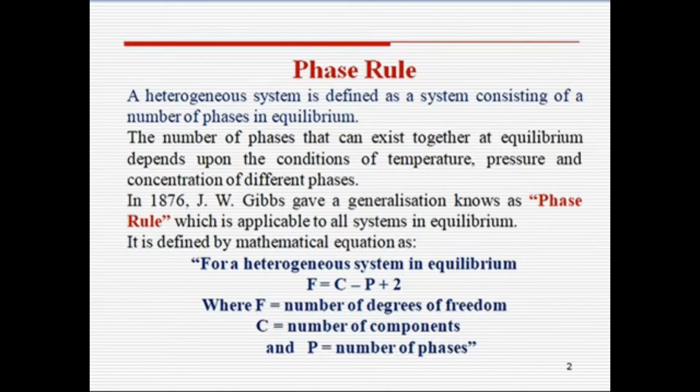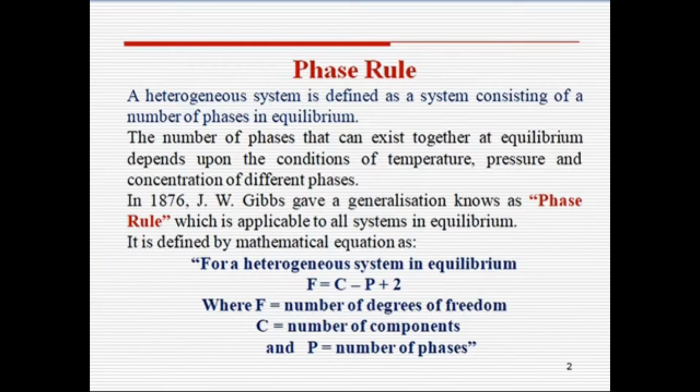The number of phases that can exist together at equilibrium depends upon the conditions of temperature, pressure and concentration of different phases. In 1876, Gibbs gave a generalization known as phase rule, which is applicable to all systems in equilibrium. It is given by a mathematical equation: for a heterogeneous system in equilibrium, F = C - P + 2, where F is the number of degrees of freedom, C is the number of components, and P is the number of phases.